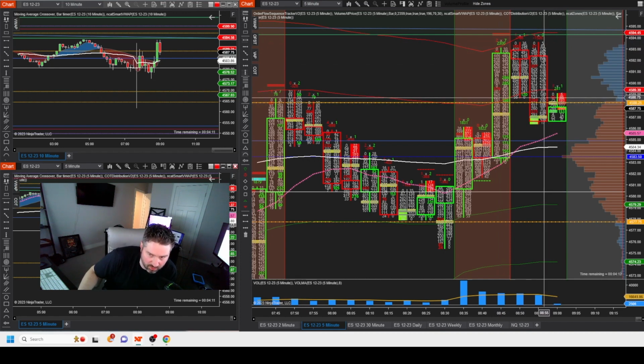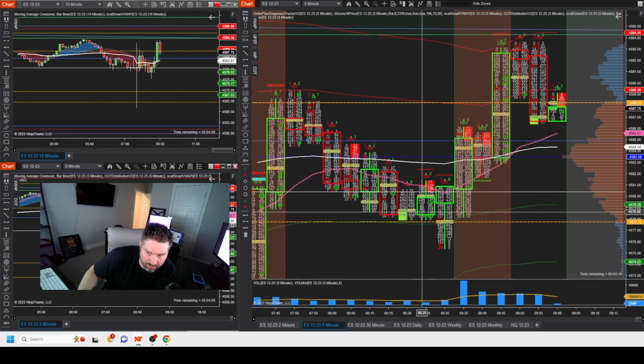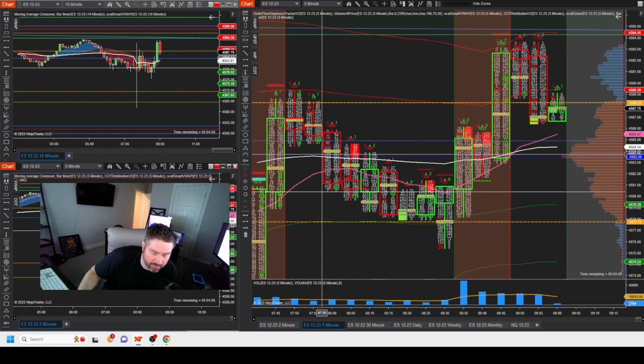That's the power of order flow. You can see this all happening in real time, and you're able to make better trading decisions and qualify your entries and setups much better.